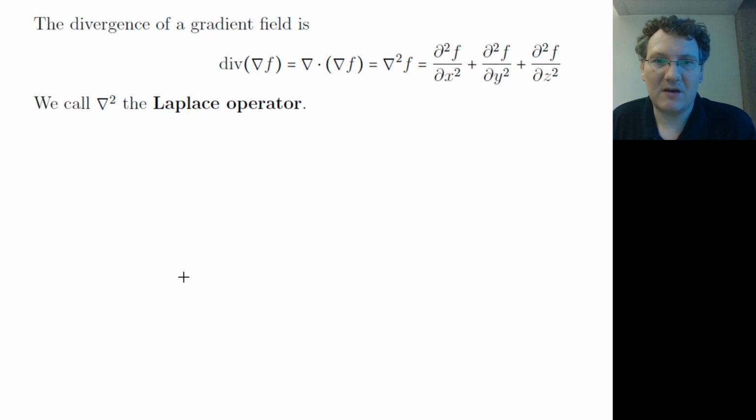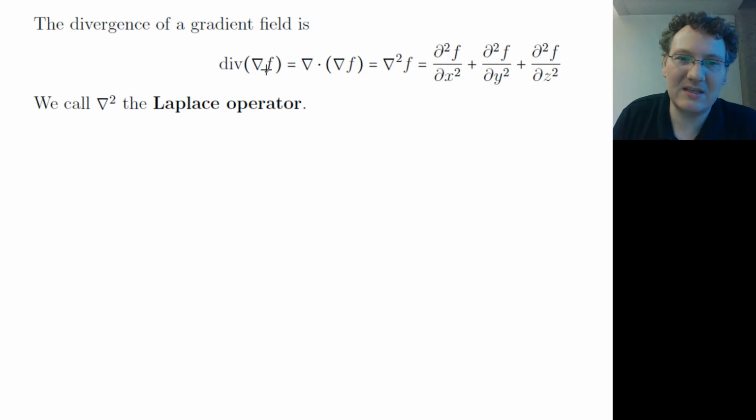The divergence of a gradient field. If we have a gradient field and we want to find its divergence, it's given by these second partial derivatives. Because a gradient field is the gradient operator applied to f, if we dot that with another gradient operator, we can use this notation of gradient squared. This is called a Laplace operator, and it is used all over the place in physics.